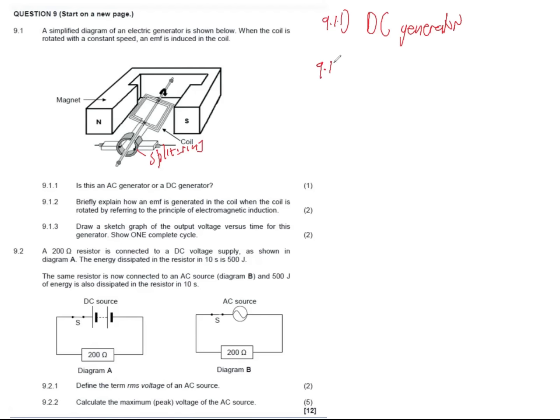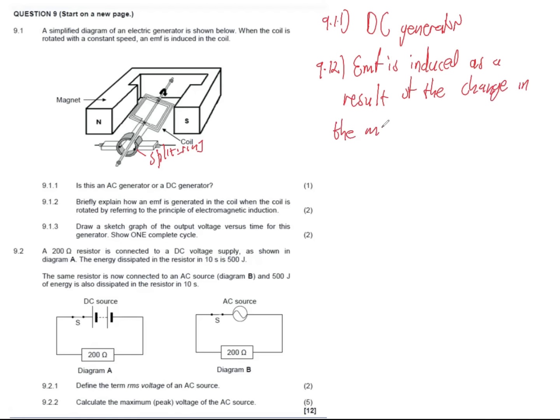We know that a generator works with the principle of electromagnetic induction, right? So we just have to explain this based on electromagnetic induction. So we're simply going to explain this by saying EMF is induced as a result of the change in the magnetic flux linkage with the coil.